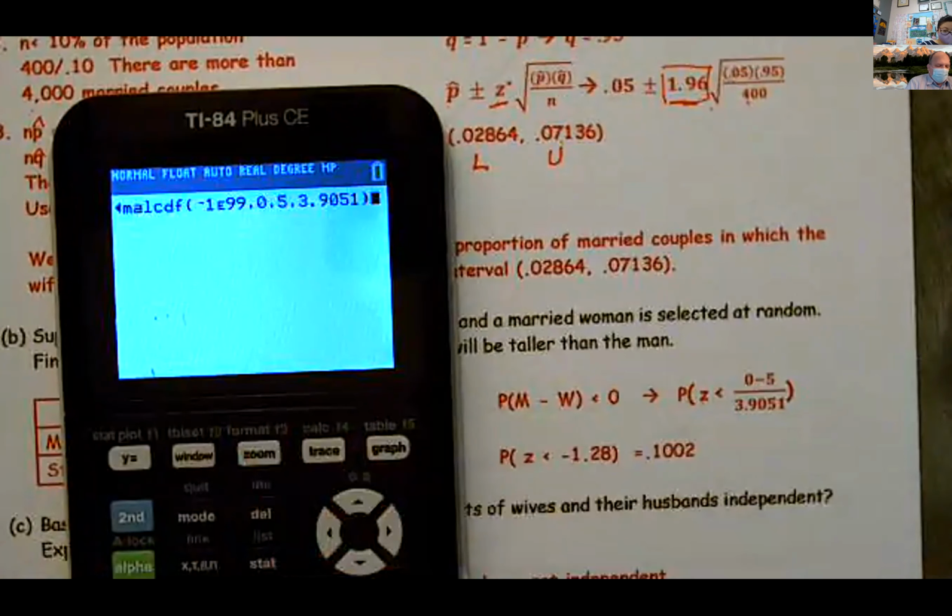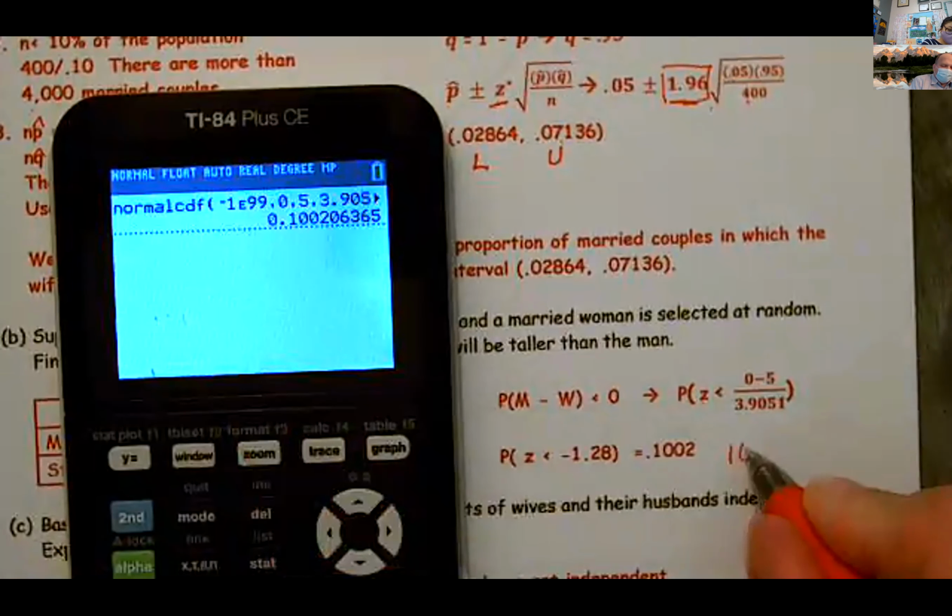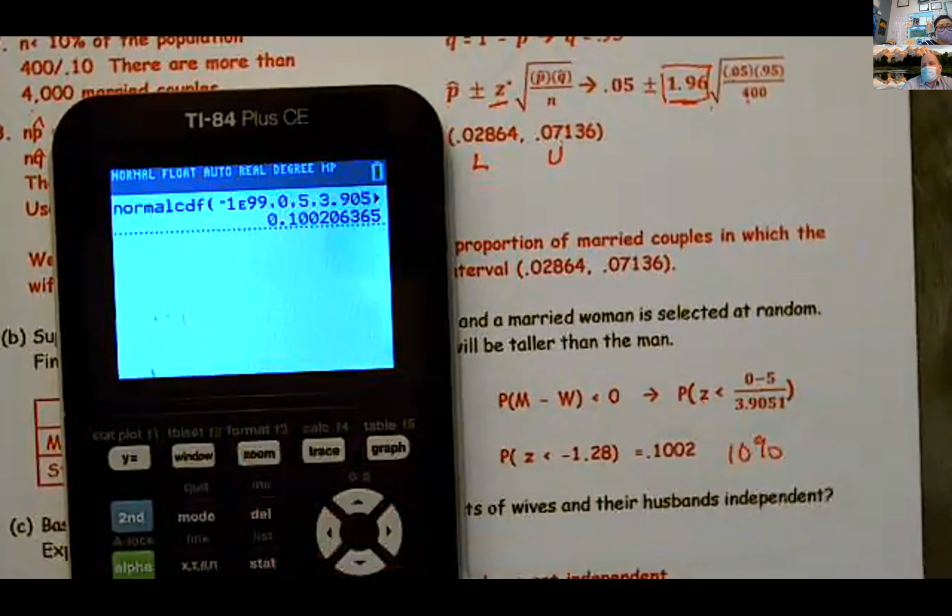When I do that, I end up getting 0.1002, or about 10%. So if I randomly select a married woman from the population and I randomly select a married man in the population, about 10% of the time, the woman will be taller than the man.